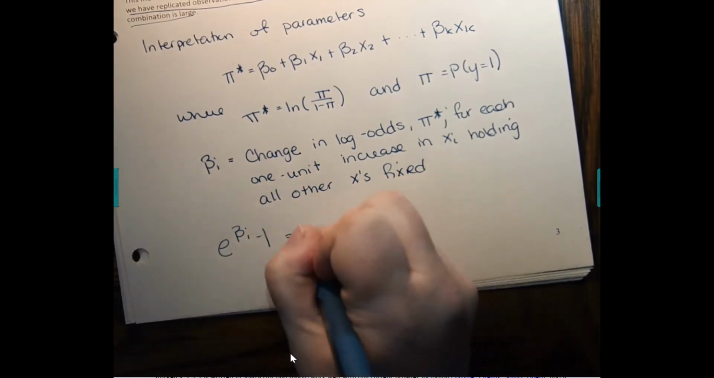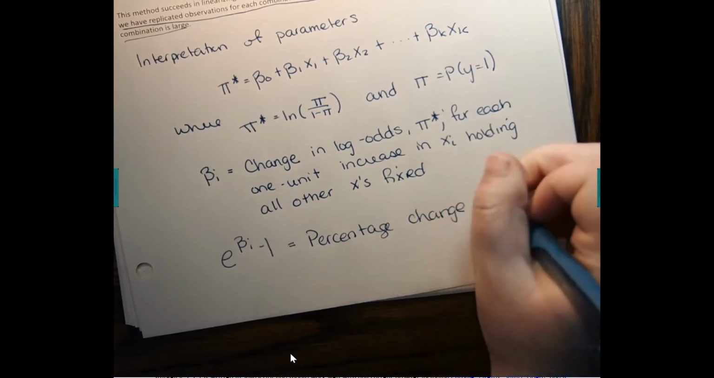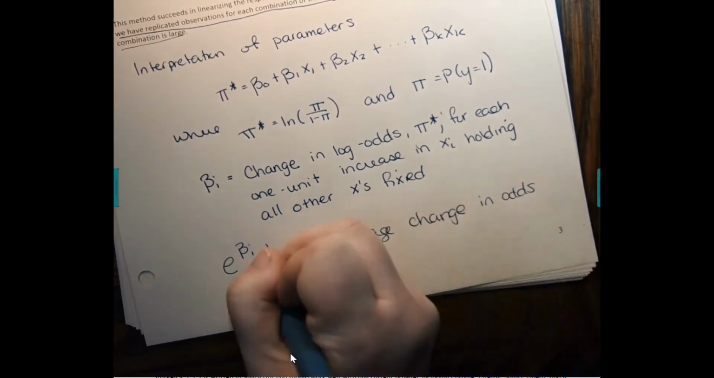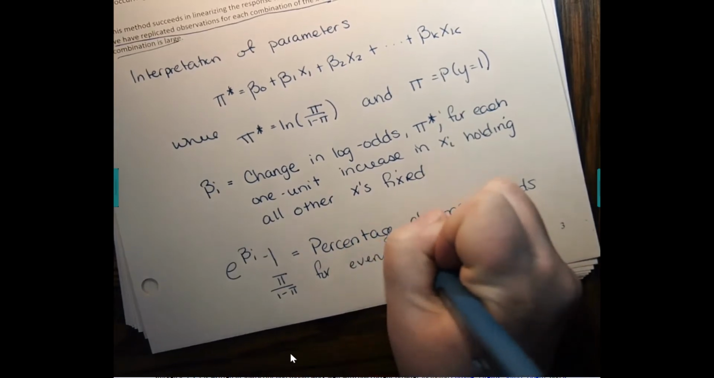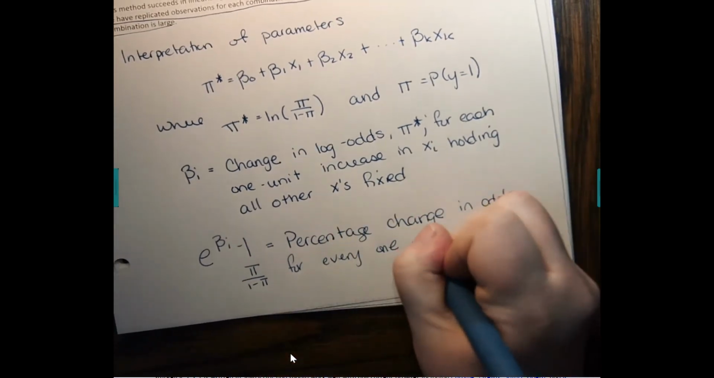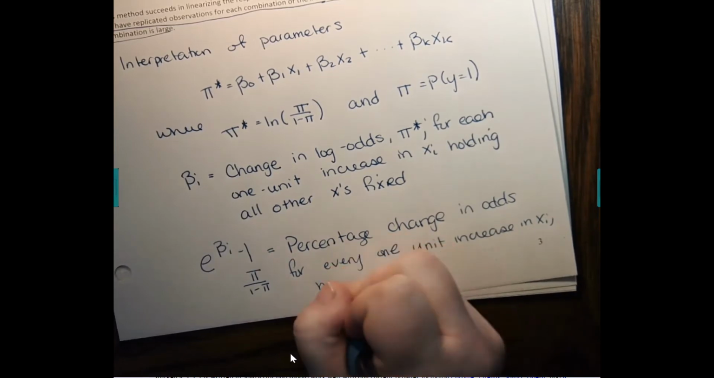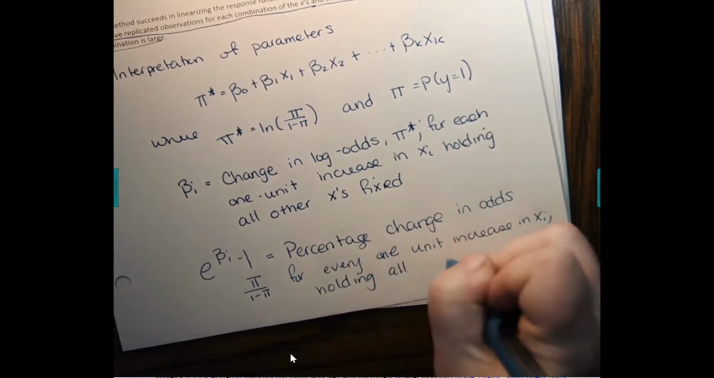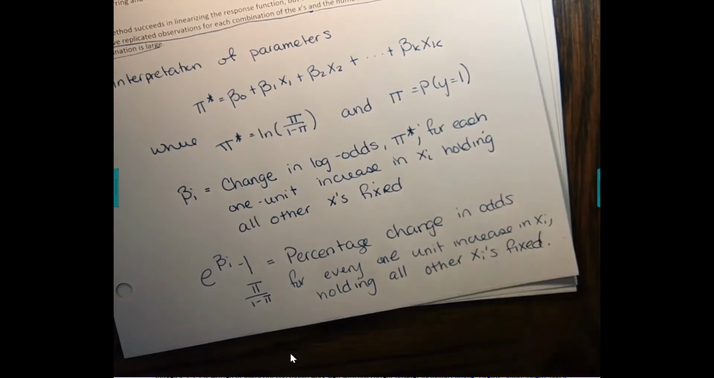And that is going to be the percent change in odds, pi over 1 minus pi, for every 1 unit increase in xi, holding all other xi's fixed. All right, so that was the method of transformation.